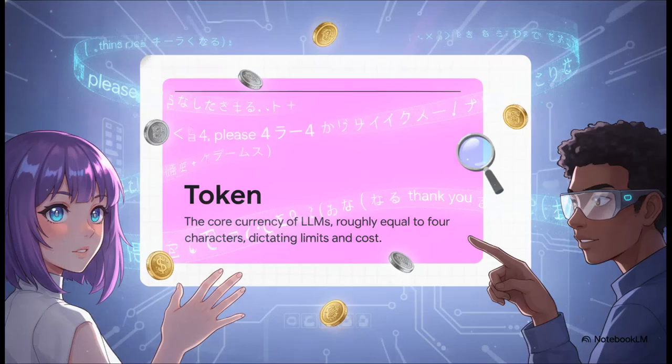But here's the catch. No matter which model you choose, you're paying in tokens. Tokens are basically the raw currency of LLMs. A token isn't exactly a word, it's a unit of text roughly equal to 4 characters. Honestly, even just typing out please and thank you to your AI eats up tokens. So knowing how to manage them is an essential skill because it dictates your input limits, your output limits, and of course, your project costs.